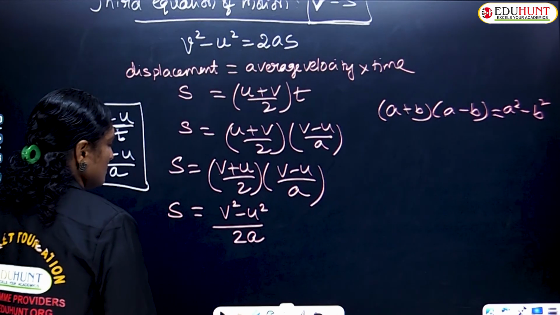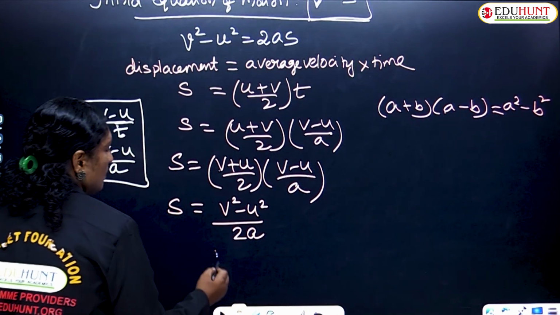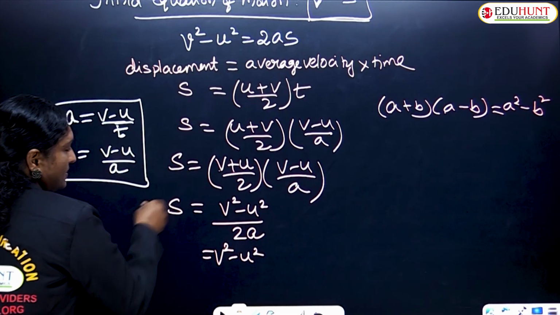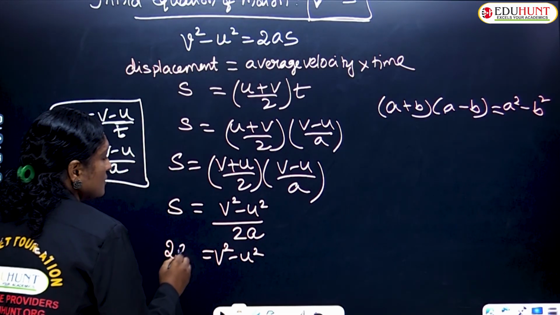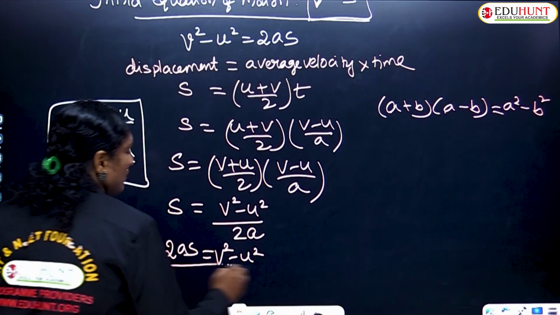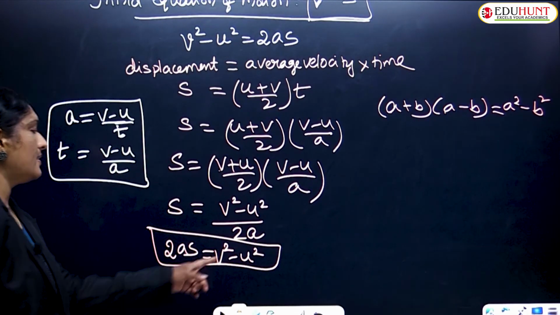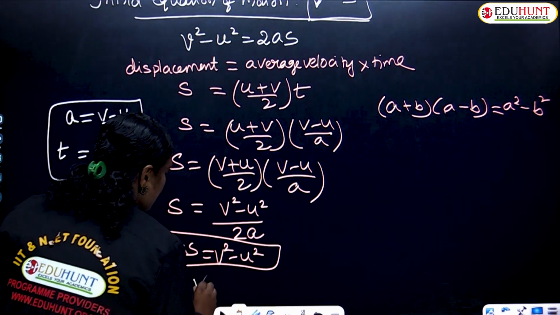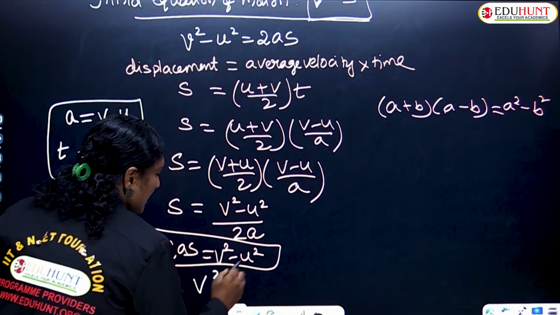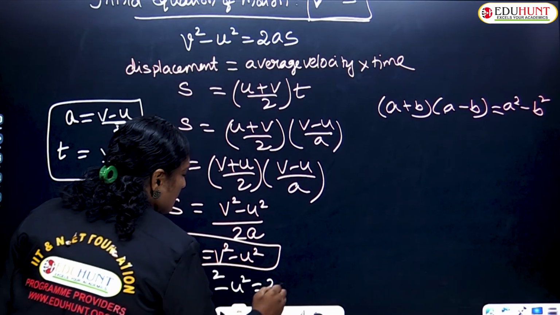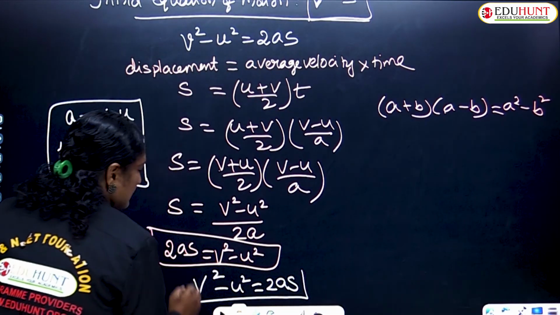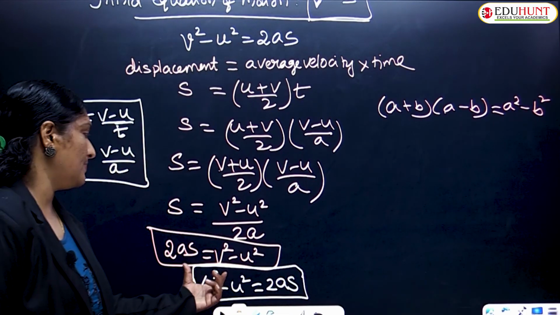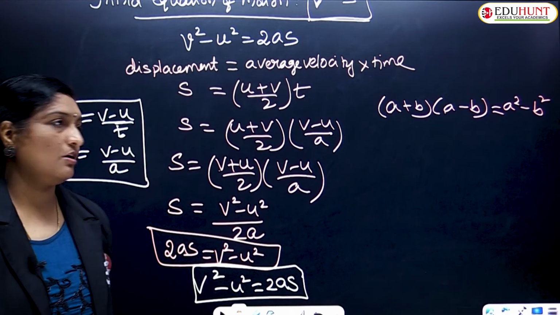Bringing to the other side, we have v square minus u square equals 2a, bring s to the other side. Then it will become 2as. What is the formula, children? v square minus u square equals 2as. This is the third equation of motion. What is this, children? This represents the third equation of motion.